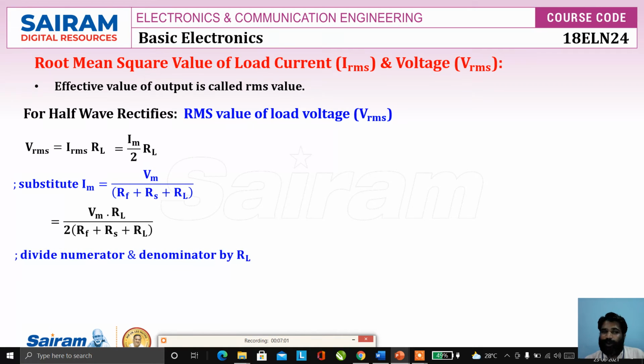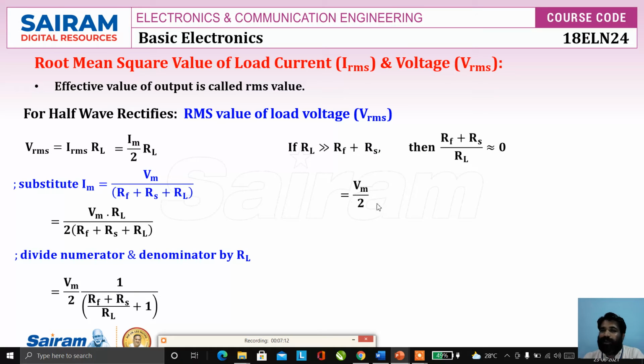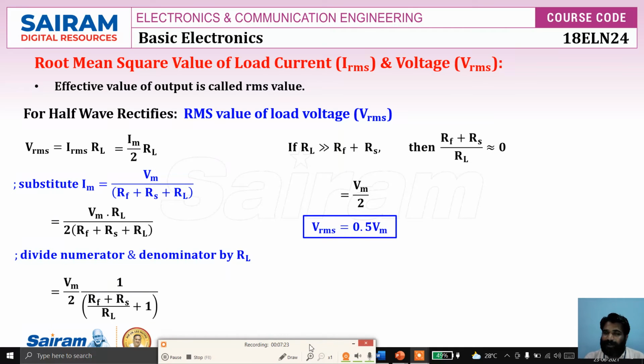Again, divide both numerator and denominator by RL. It becomes this one. Again, this term can be approximated to 0. So it becomes Vm by 2. So that is 0.5 times Vm as the VRMS for the half-wave rectifier, right?